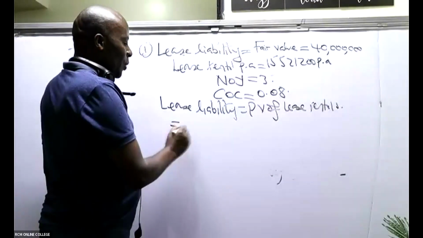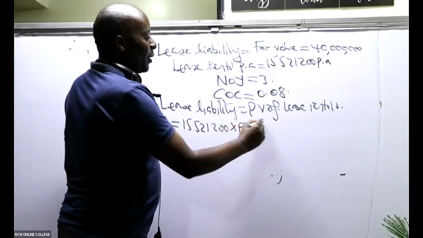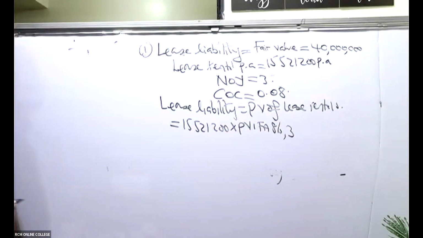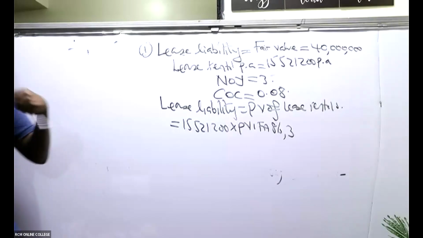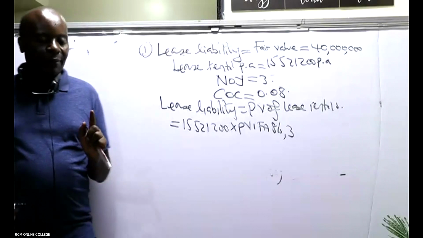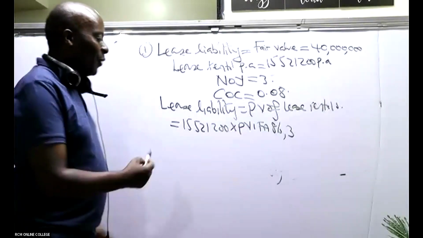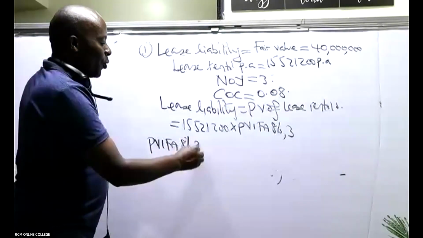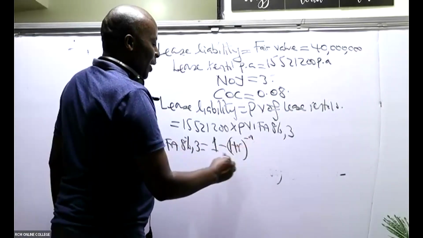So in that case, this would have been 15,521,200 times the PV factor for 8%, 3 years. I will not add 1 plus R there because this one is not being paid up front. It is only the one that is being paid up front that we normally add the 1 plus R. This one we shall leave like that. So my work is very easy. I need to get this PV factor for 8% for 3 years. I know the formula is 1 minus (1 plus R) raised to negative n, divided by R.